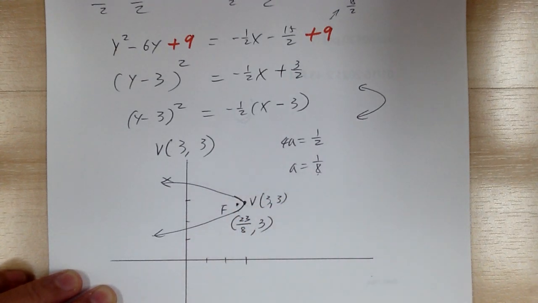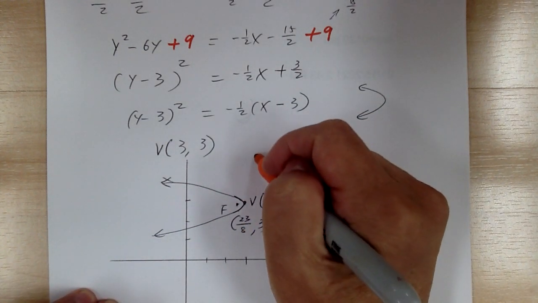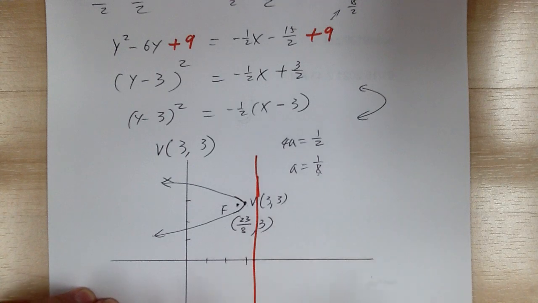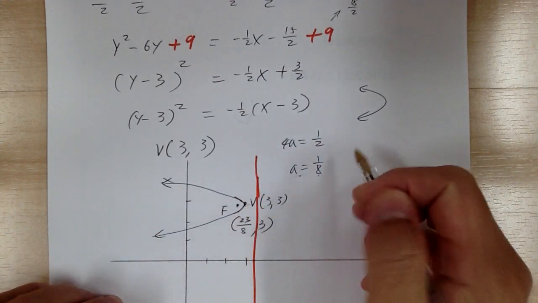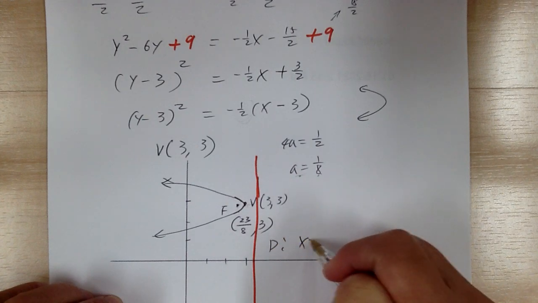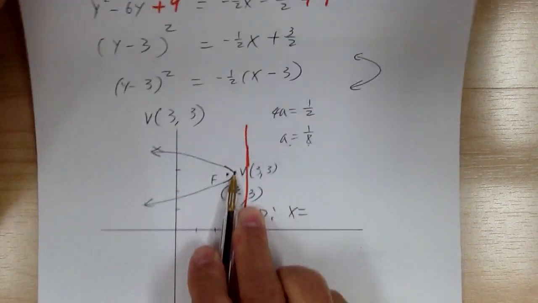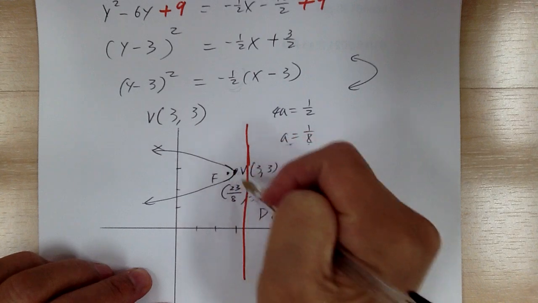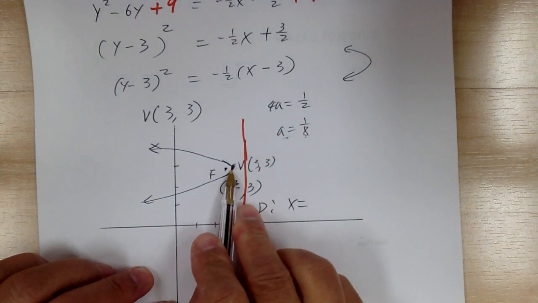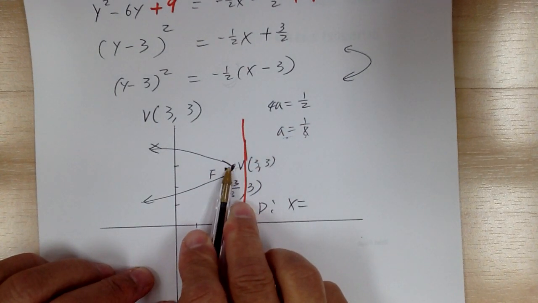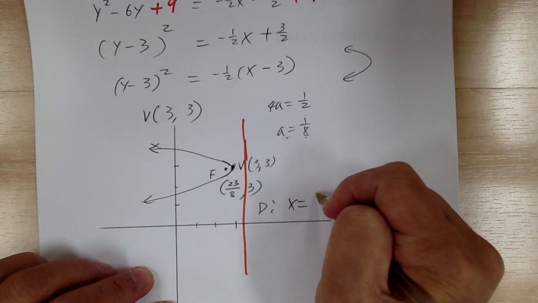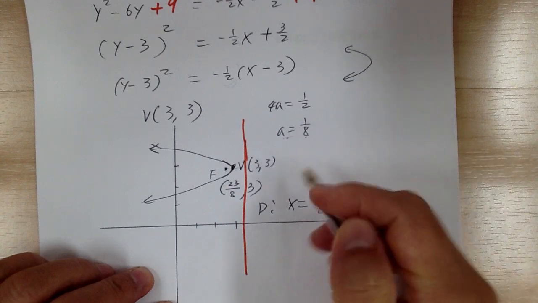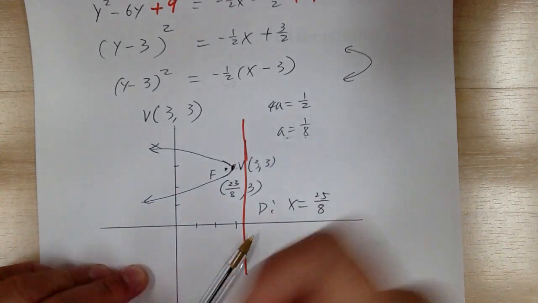And the directrix is going the opposite direction. The directrix would be this line right over here by going the same amount. That's why the A is so important. You go this way, so the directrix would be x equal to, so you start at 3, right? Again, your key point is the vertex. So at 3, again, looking in the x direction, so 3, and you go 1/8 this way, so it would be 3 1/8, which would give you 25 over 8. Okay, so that is the directrix right over here.